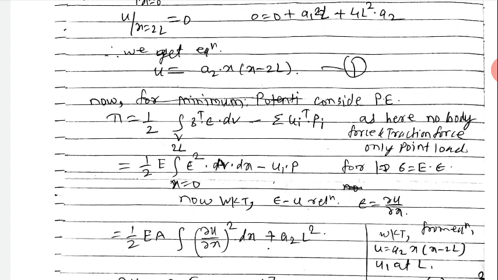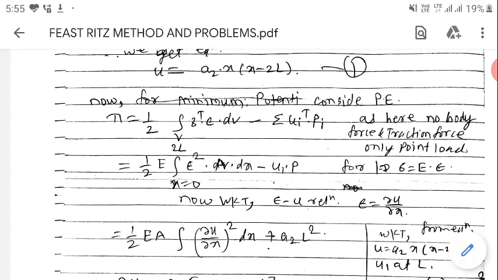because the body force and traction force are not given over here, we are just taking the point load only. So we can get the optimum equation by simplifying, that is half of E into the integration from x equal to 0 to 2L of epsilon square A into dx minus ui into P for 1D elements.